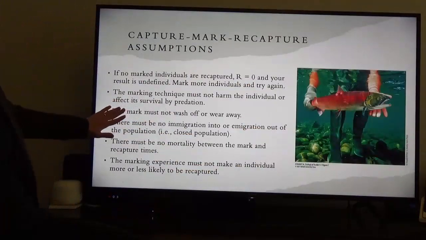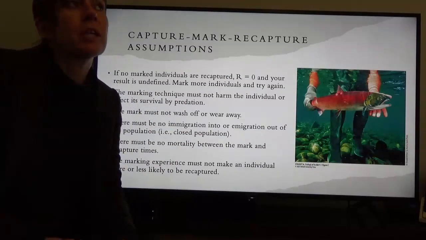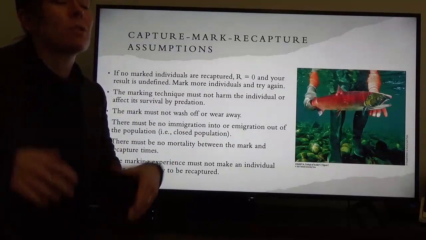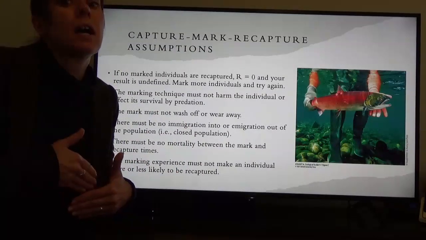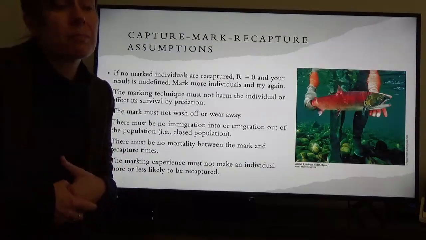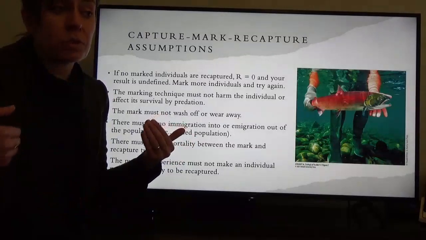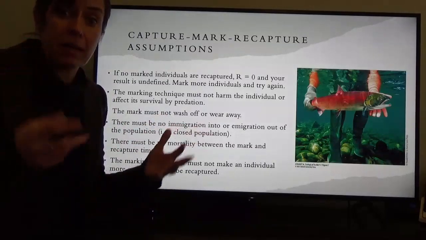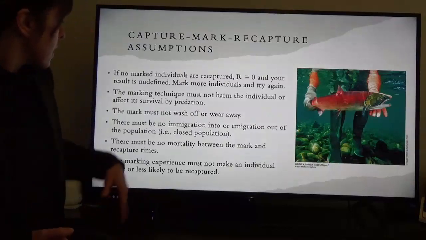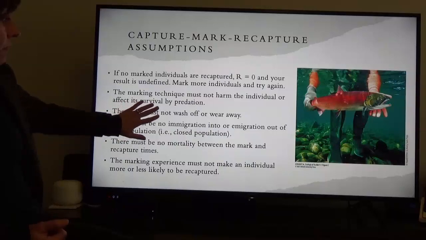All right, the marking technique must not harm the individual or affect its survival by predation. And so this is a really important assumption. If you're putting a tag onto an individual that makes it super apparent compared to conspecifics within the population, you're going to bias those individuals toward being captured by predators, for example. So we assume that there's no harm caused to the individual that affects its survival.